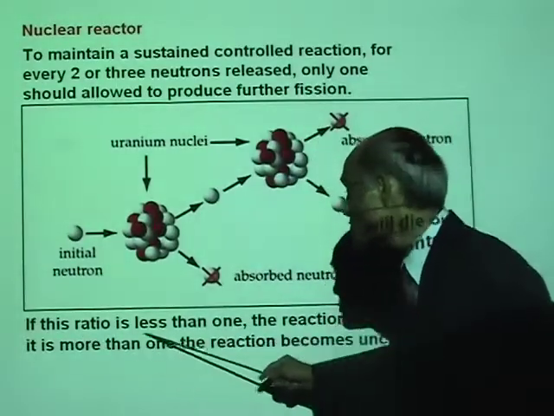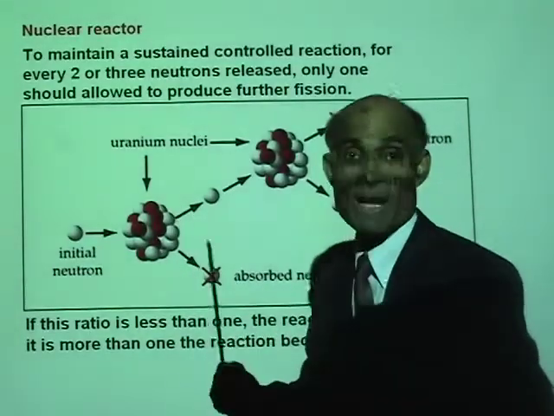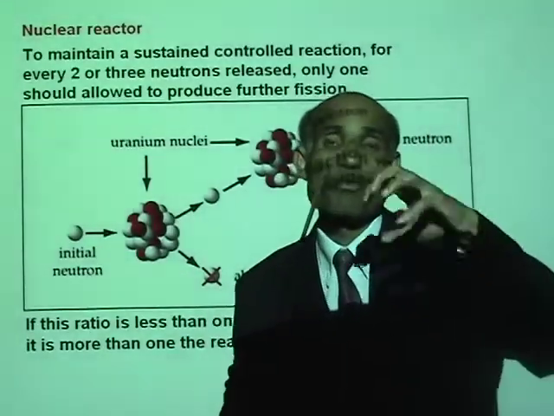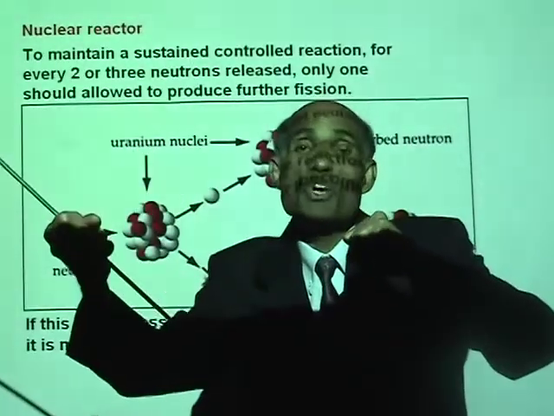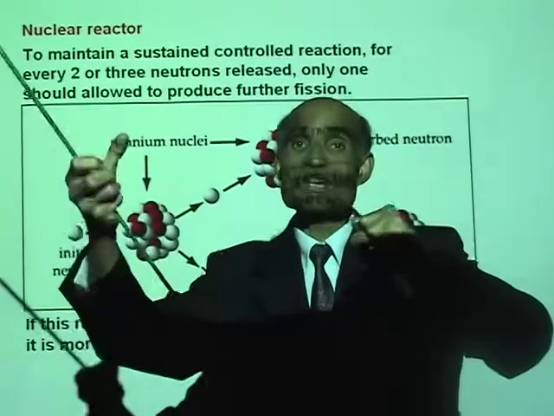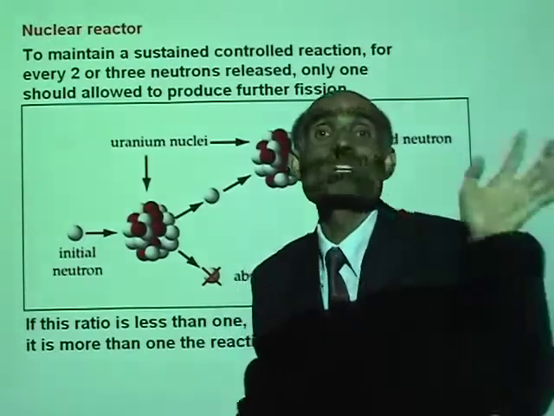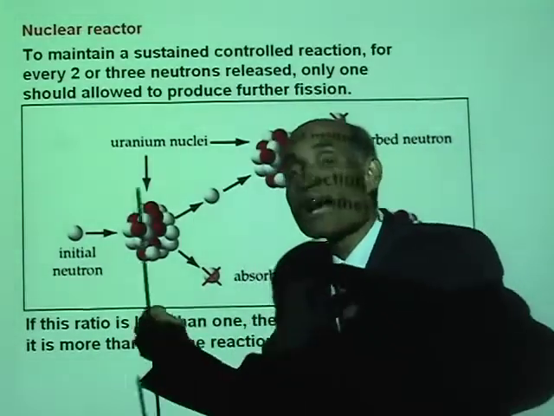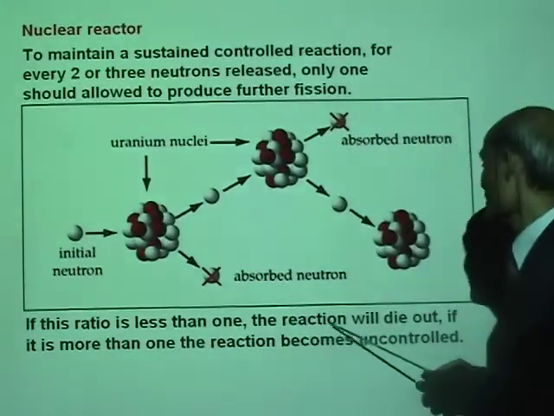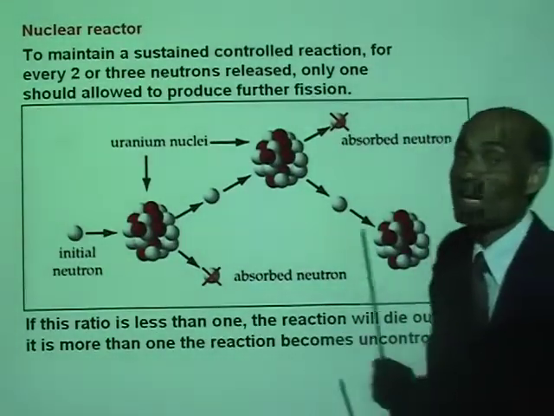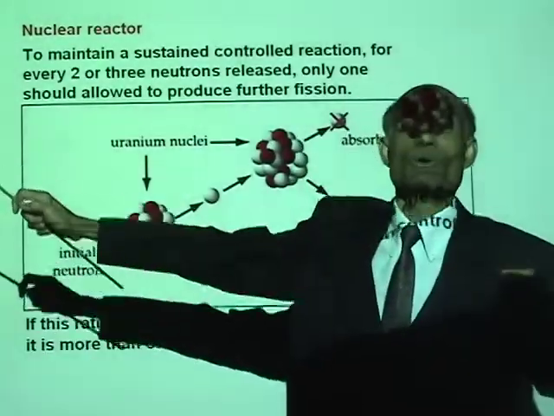Now, if this ratio is less than 1, now this ratio is 1. What does that mean? Ratio is 1. For every nucleus that undergoes fission, another nucleus will undergo fission, 1 to 1. If this ratio is less than 1, it will die out. The chain reaction will not continue. So if the ratio is less than 1, the reaction will die out. But if the ratio is more than 1, it will go uncontrolled.